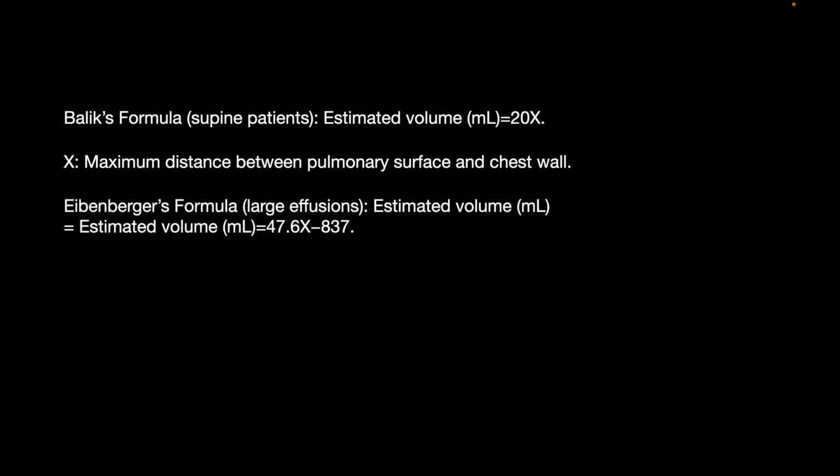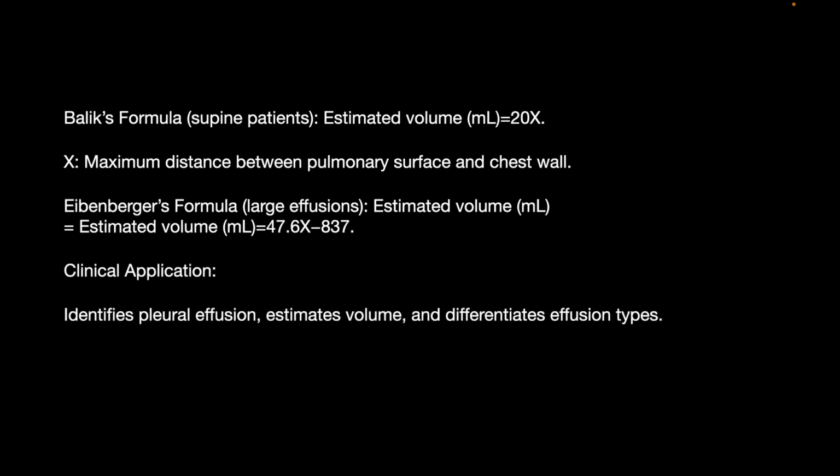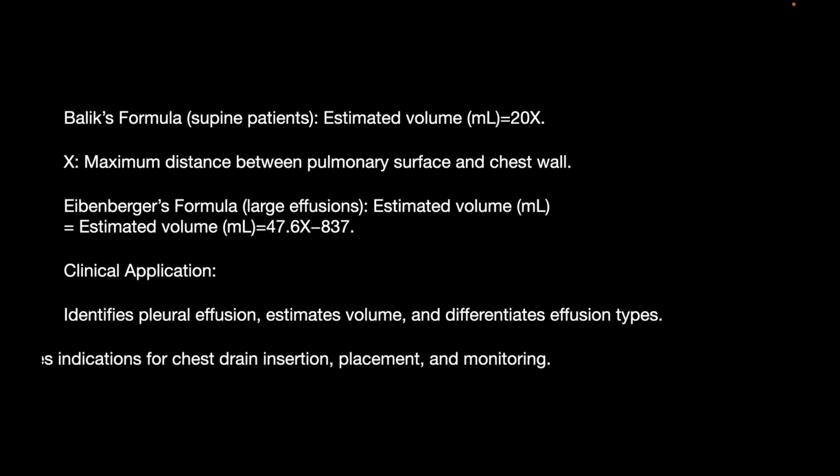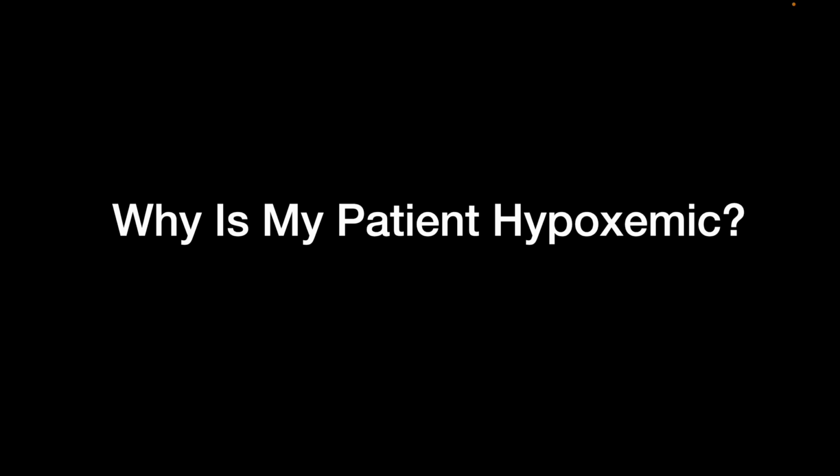Next you have the Eibenberger formula, where the estimated volume is 14.6 into x minus 837. So various formulas are there, you can use them, but no specific calculation is mandated. You can use the simplest ones. Now it identifies pleural effusion, estimates the volume and differentiates effusion types. It also determines the indication for chest drain insertion, placement and monitoring.